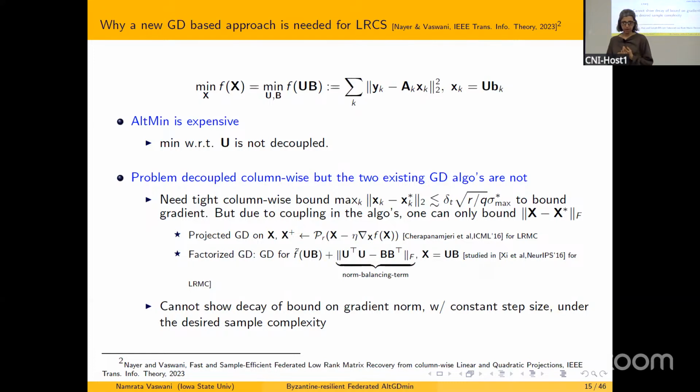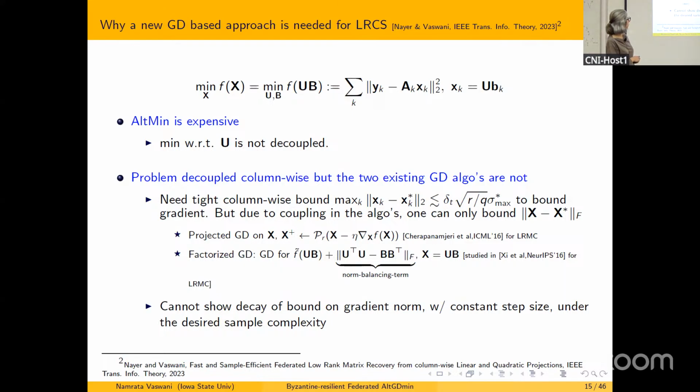Now explaining why the new GD-based approach was even needed here. First, it's clear AltMin is expensive because U appears in all the terms. Because the problem with respect to U is not decoupled. There are two existing gradient descent based solutions commonly used in the low rank matrix recovery literature. One is projected gradient descent, where you run a step of gradient descent for x followed by projection onto the space of rank R matrices using an SVD. First, this is slow, but the other problem is that because of this projection step at each iteration, you get coupling between the estimates. I'll explain what that actually means.